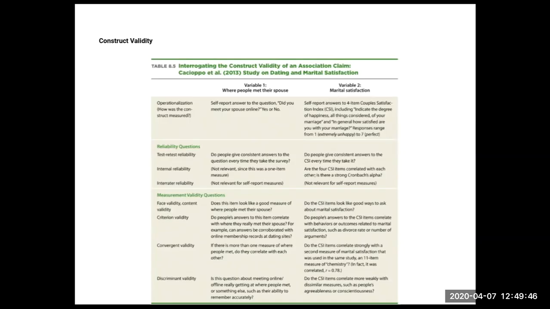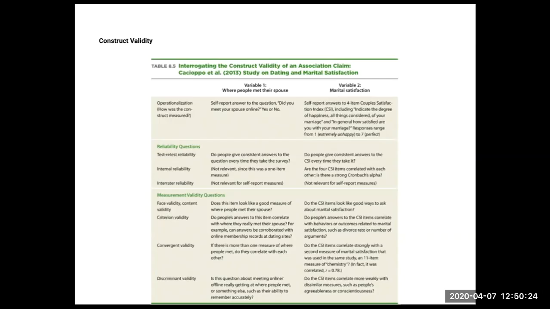Criterion. Do people's answers to this item correlate with where they really met their spouse? And man, it should. If you say online but you met them offline, then you're just lying. So it should have good criterion validity as long as you're telling the truth. Can your answers be corroborated with things like online membership records at dating sites or chat rooms or things like that? For the second variable, do people's answers to the CSI correlate with behaviors or outcomes related to satisfaction, such as things like divorce rate or number of arguments, or maybe how much time they spent close to one another, intimacy or things like that.